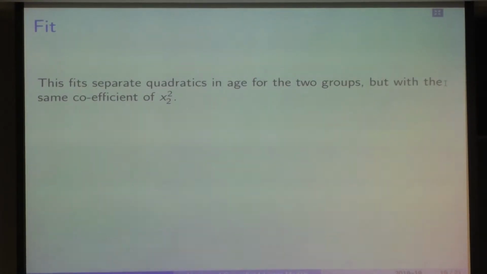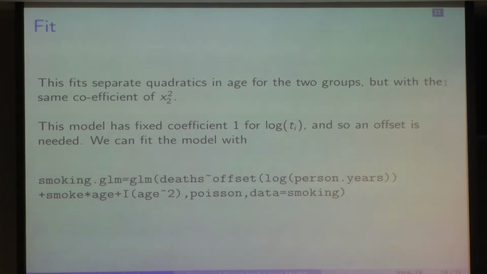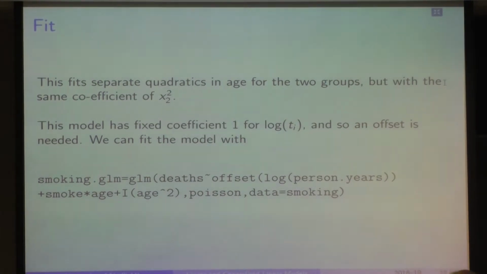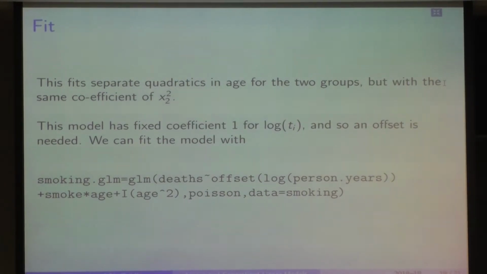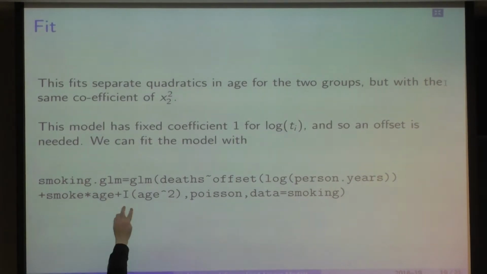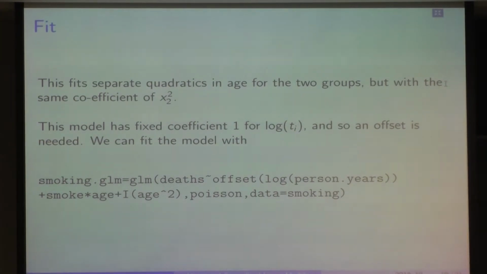Okay, so it gives separate quadratics, but has the same coefficient for the squared term. Okay, so here's what we get. So we need that offset because we didn't have a beta term multiplied by log of TI. So we have offset of the log of person years. So that tells R to fit it with the known parameter 1. And then we have an interaction between smoke and age and the age squared term.